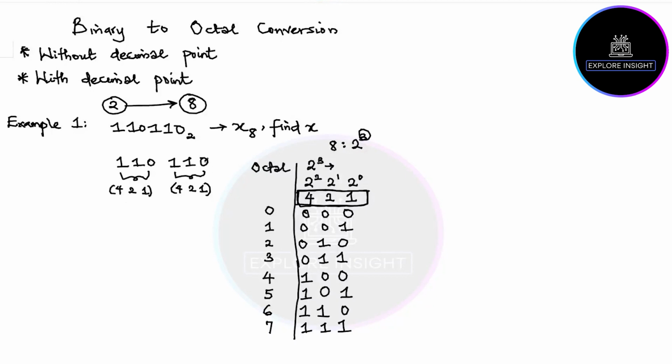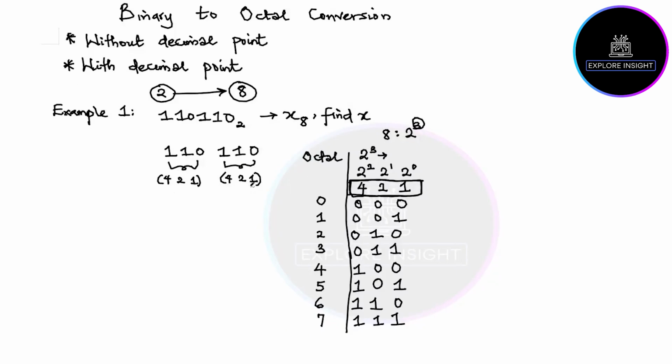Now, let's pick from right to left. 110 simply means 4 plus 2 plus, and this is not turned on. So it means 4 plus 2 will be 6.